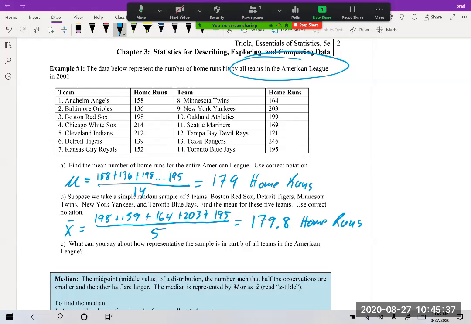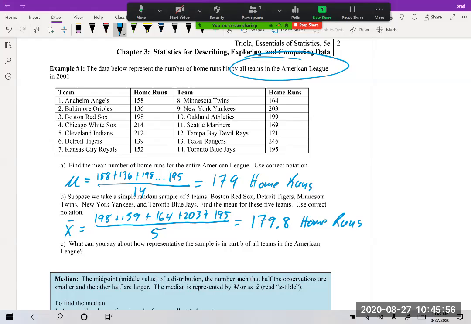Okay, so when we took a simple random sample of 5 teams, we just randomly chose these 5, and you could do the same thing. You could randomly pick 5 teams. You could just get 14 pieces of paper and put 1 through 14 on it, and then draw 5 numbers out of there, add those up, and divide by 5 and see if you get close to 179 as well.